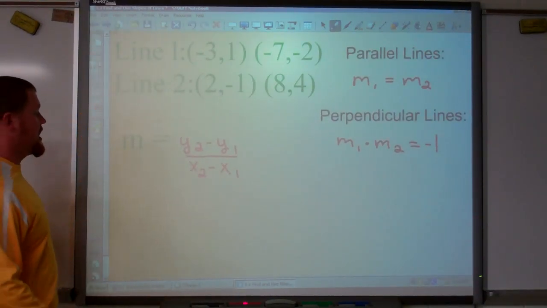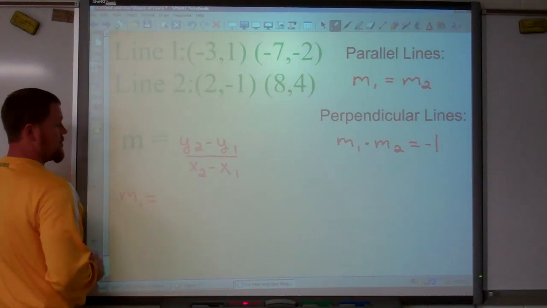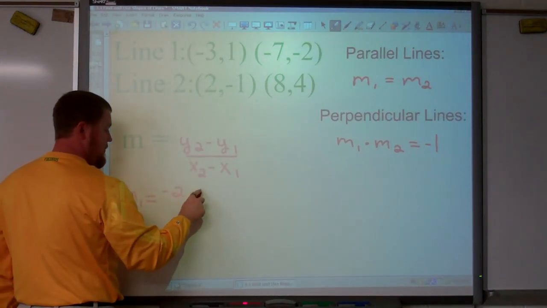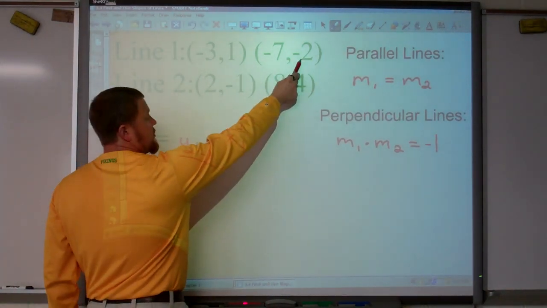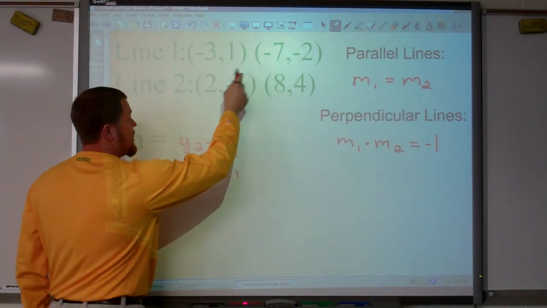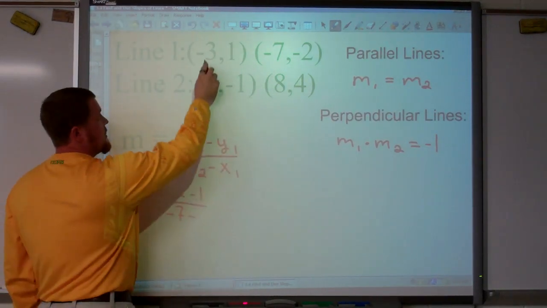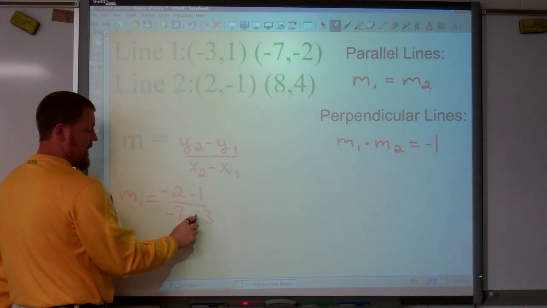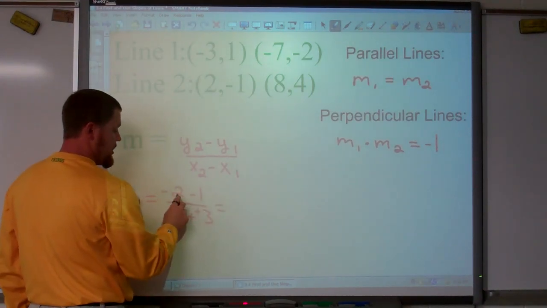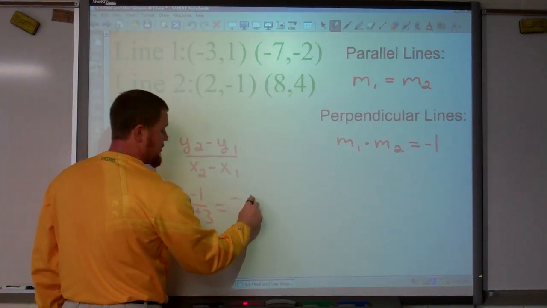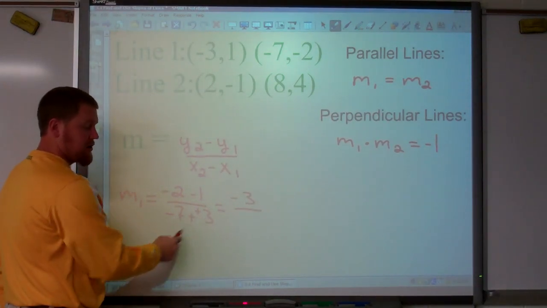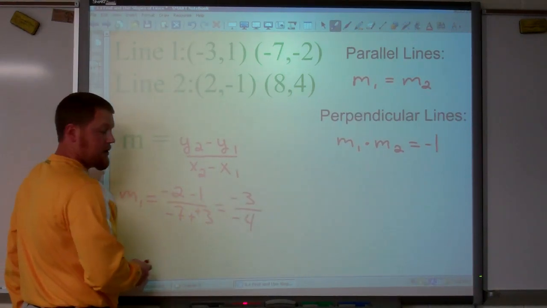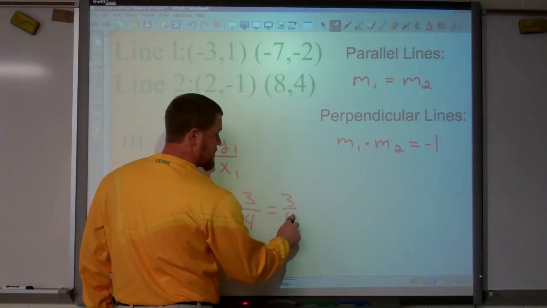Okay, so finding the slope of line 1 here. The slope of line 1 is going to equal, subtract the y's. So I got negative 2 minus 1 divided by, I started with this y value, I have to start with its partner, this x value. So negative 7 minus negative 3. Okay, we subtract a negative, we got to add the opposite. We get negative 2 minus 1 is negative 3. Negative 7 plus 3 is negative 4. Negative divided by negative is positive, so we get 3/4.